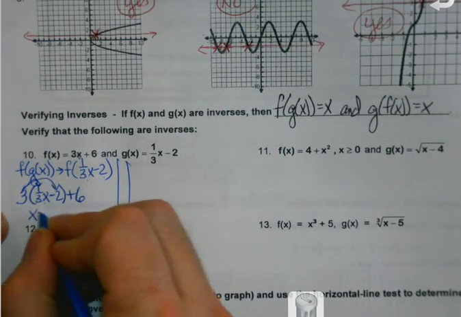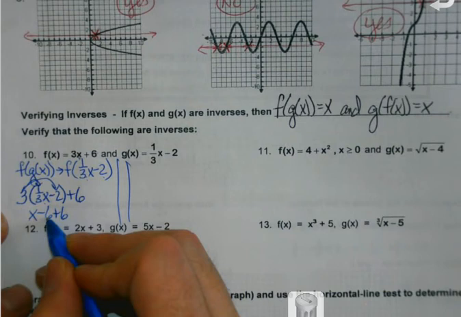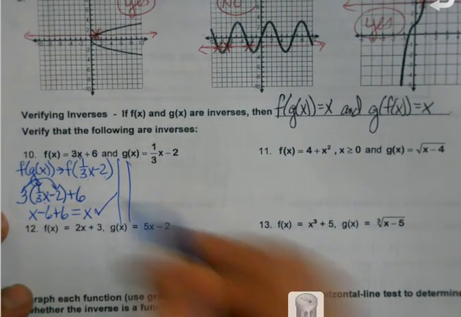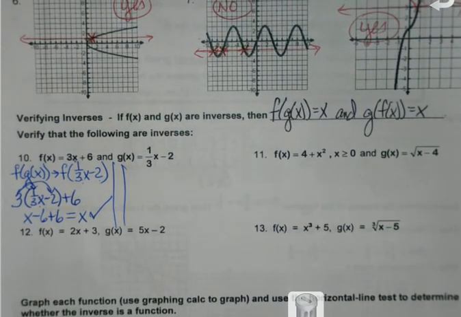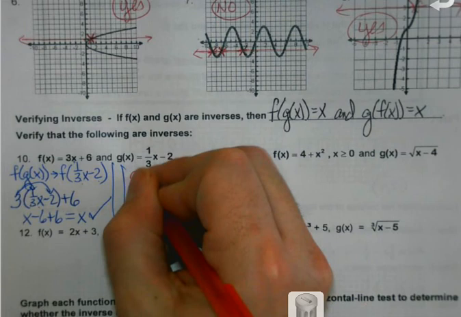3 times -2 is -6 plus 6. Well, -6 plus 6 cancels. I just get x. Okay? So for the f of g of x part, it passes. So you're saying, you mean sometimes it might not pass both? It might pass one? Maybe. That's why we check them both.